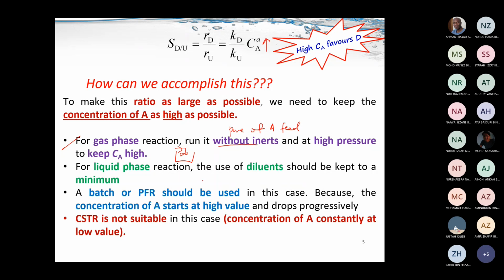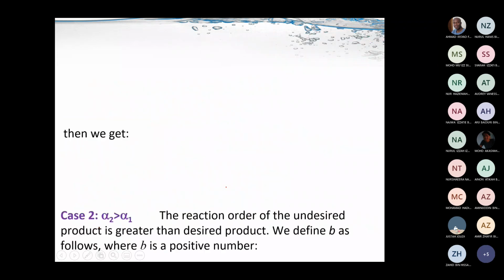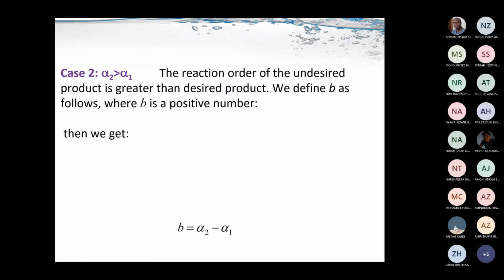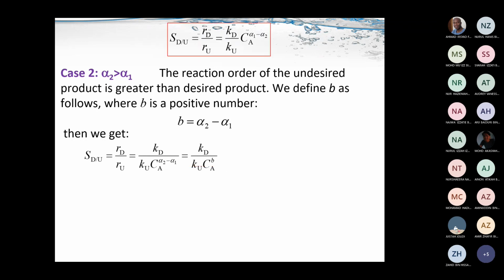The most suitable is a batch reactor, which has no inlet or outlet, and also a PFR, because it is continuous and the concentration of A drops progressively as it produces D. So a CSTR is not suitable in this case, as the concentration of A is constantly at a low value, and we do not want that. Then we have the second case, where alpha 2 is higher than alpha 1.